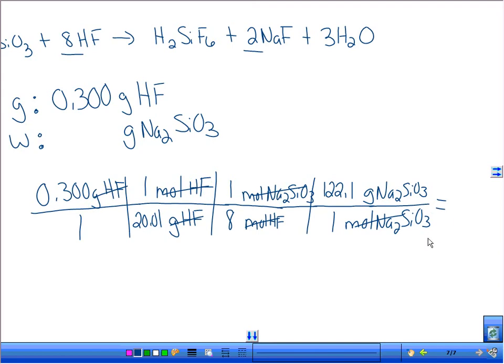You guys that like to do it in one step in your calculator, if you multiply and then divide, when you do this, make sure that you put parentheses around that in your calculator. They need to be together inside a set of parentheses or you get the wrong answer. And you should be coming out with 0.229 grams of sodium silicate. And that's pretty much stoichiometry.